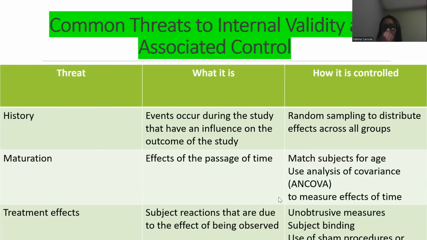What the statisticians will do is use ANCOVA to measure effects of time. And treatment effects, where subject reactions are due to the effect of being observed. What you will do is subject blinding and use of sham procedures, or what we call placebos.